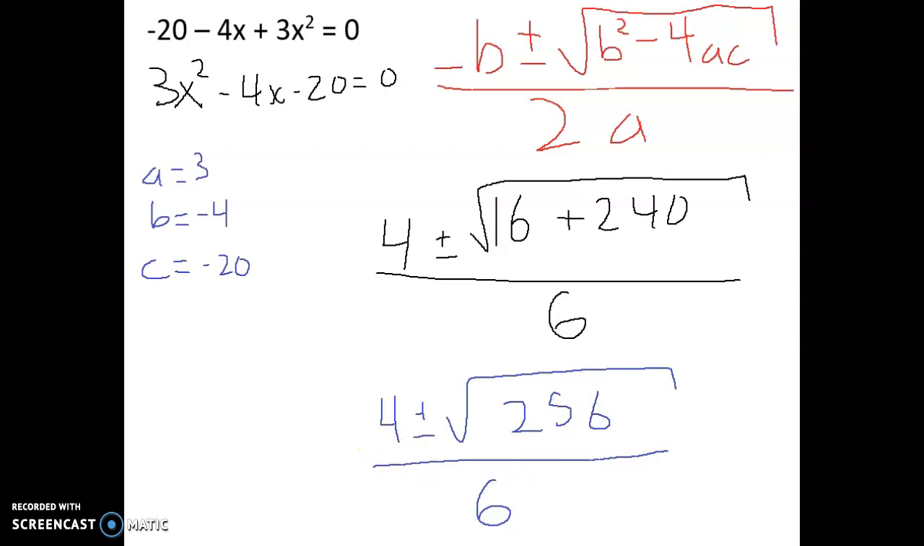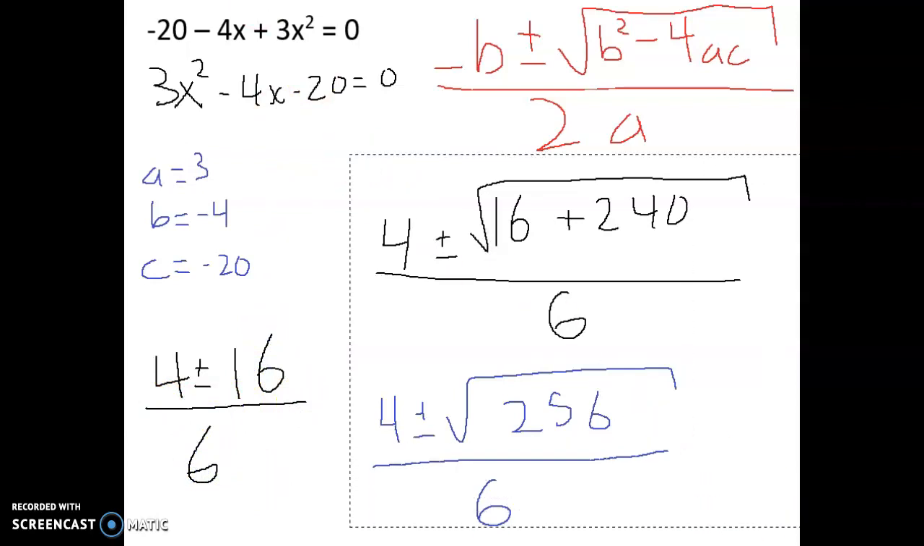Now use your calculator for the square root of 256. Hopefully it comes out nice. If not, you're going to have to leave a square root in your problem, but this one does come out nice. This one comes out to 4 plus or minus the square root of 256, which is 16, over 6.